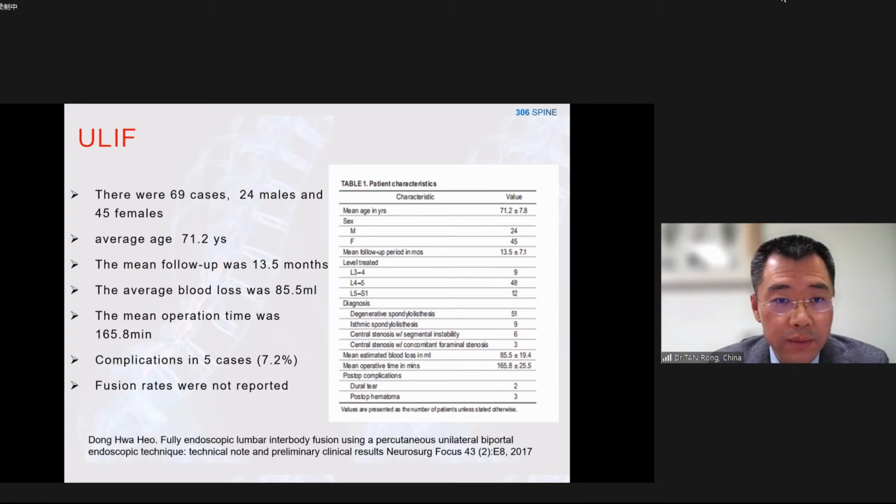There were 69 cases, average age 71 years, with a follow-up of about 14 months. The average blood loss was less than 100 milliliters. The mean operation time was about 2 hours and a half. The complication rate was about 70%, but the fusion rate was not reported.